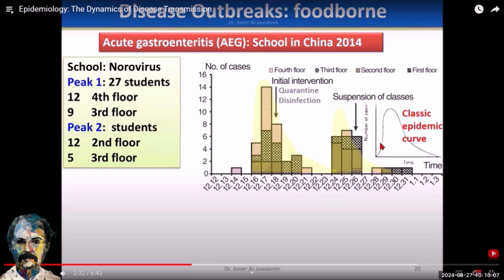So this is the classic epidemic curve. It starts from 0 and goes up until it peaks, and then all of a sudden, when you intervene, things go down. This is the classic epidemic curve: it goes up and down.